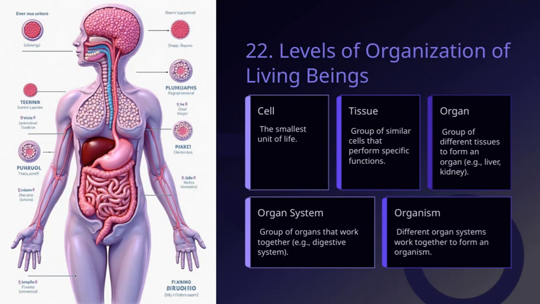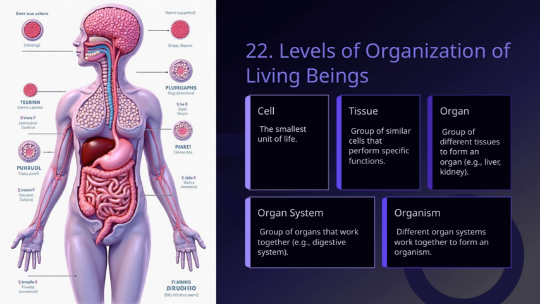Now, as we come to the final slide, let's look at how all these levels of organization come together to form a living being. When different tissues, like muscle or nerve tissue, work together, they form an organ, such as the liver or kidney. These organs don't function in isolation. They coordinate within organ systems, like the digestive or circulatory systems, to carry out complex tasks necessary for life.